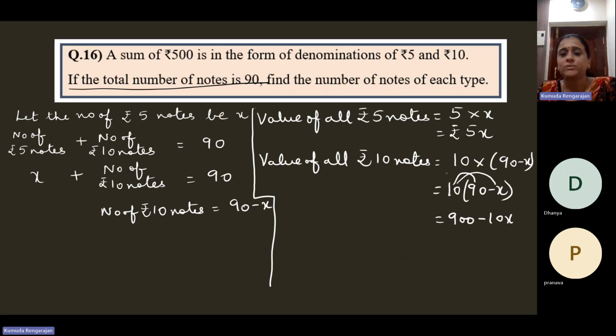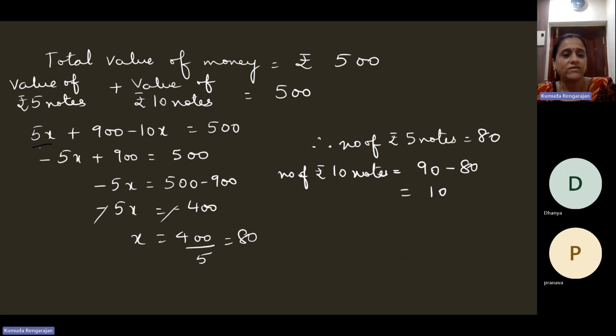What's the value of all 5 rupee notes? 5x. What's the value of all 10 rupee notes? 900 minus 10x. So 5x plus 900 minus 10x is equal to 500. Now we need to solve this equation. 5x minus 10x is minus 5x, plus 900 is equal to 500. Transpose 900: 500 minus 900, so minus 400. Minus gets cancelled on both sides. X is equal to 400 by 5.